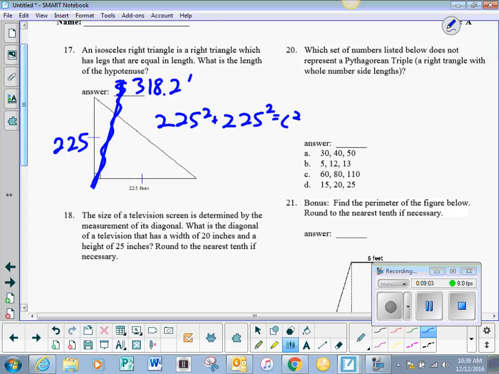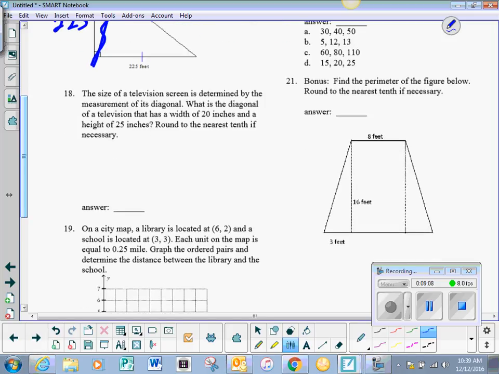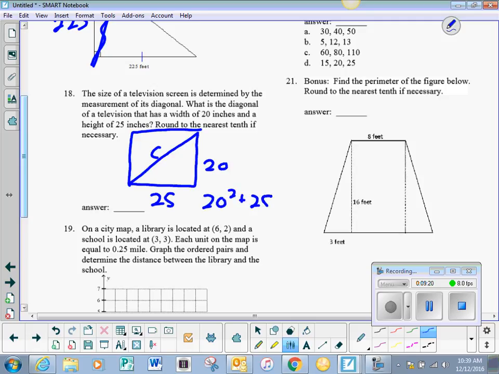Okay. Number 18. The size of a TV is determined by the measurements of its diagonal. If it's 25 by 20, what is the measurement of that TV? What is this length? 20 squared plus 25 squared equals c squared. Take the square root of that answer, and we get a 32-inch TV. Okay, that's a common size, so you know it's 25 by 20.